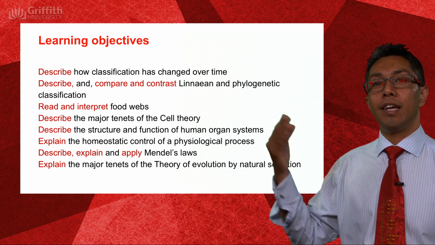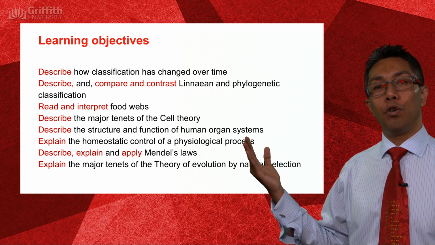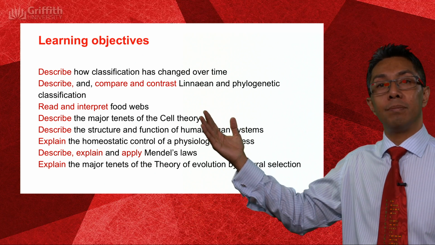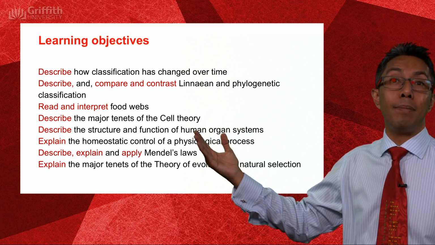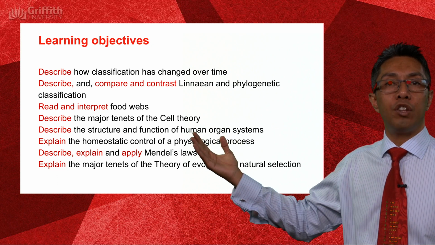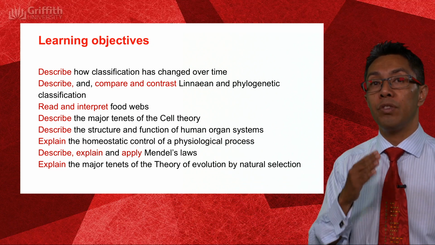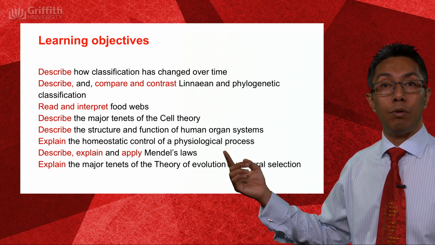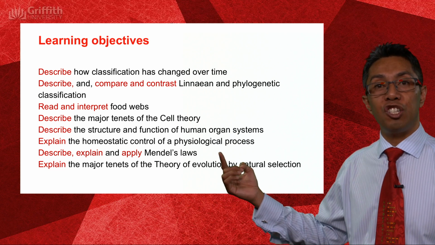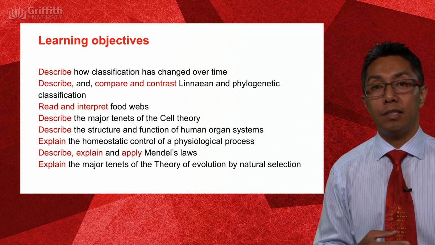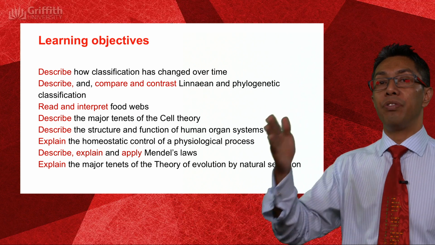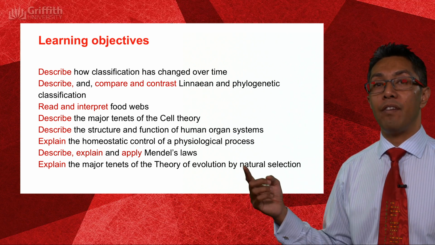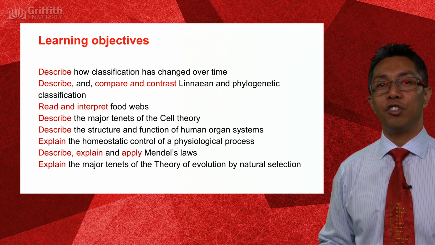Yeah? So here are our learning objectives for this particular lecture. We looked at classification, we looked at some ecology and also some cells. Then we had a look at some anatomy, structure and function of human organ systems. I want you to do digestive. Then we did some physiology by looking at negative feedback loops. We had a look at some Mendelian genetics and using Punnett squares to make predictions about the genotypic and phenotypic ratios of offspring. And then we had a very quick look at the theory of evolution.